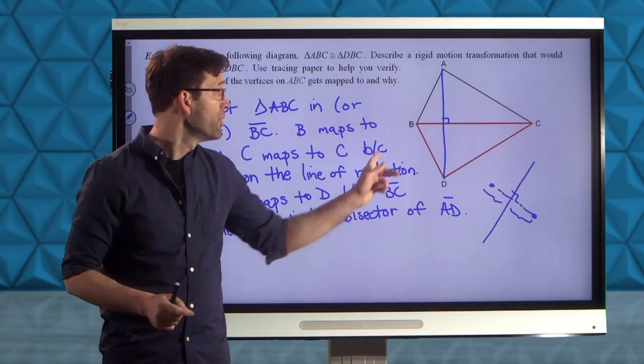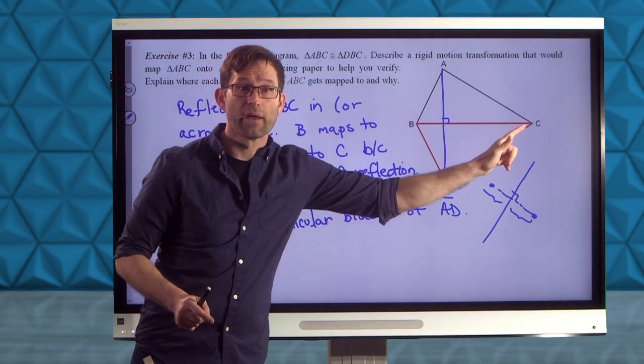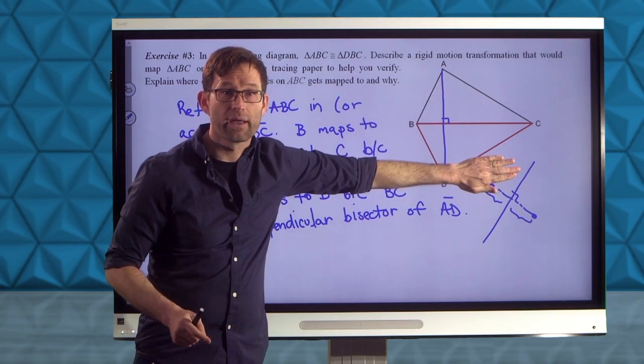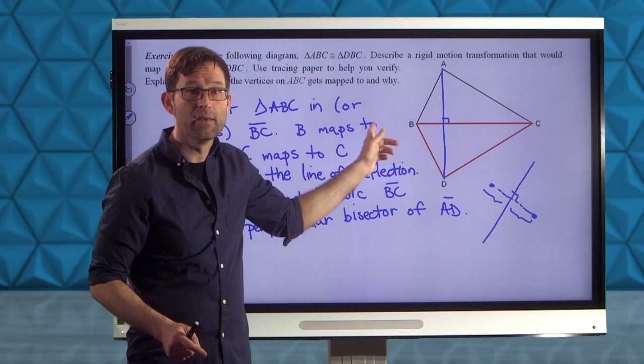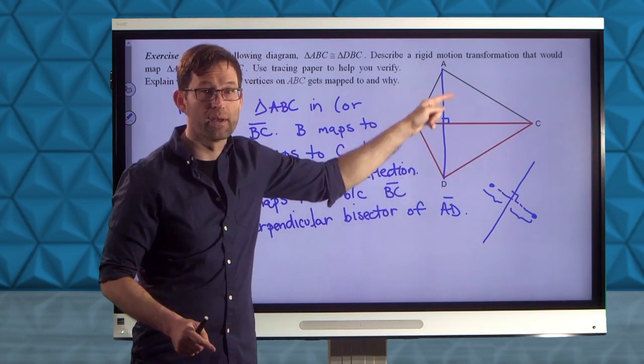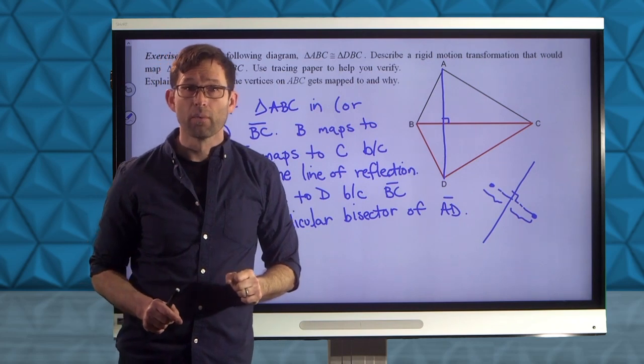And here it's great. These two points, B and C, lie on the line of reflection. So when you flip this triangle down, they'll stay there. And then A ends up mapping onto D because BC is that perpendicular bisector of AD. All right, let's keep working with this idea.